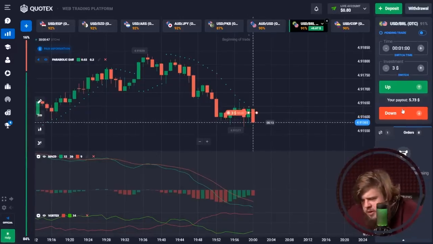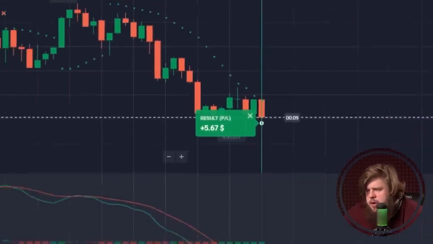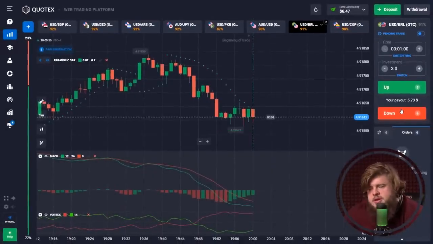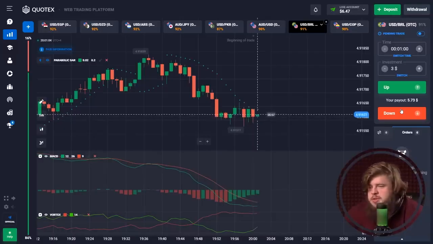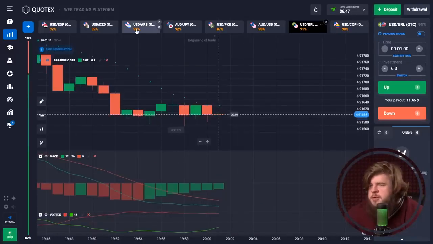Now, how does the Vortex indicator work? You have, like in the MACD indicator, two lines, a green one and a red one. If the green line is below the red one, we go down. If the green line is above the red one, we go up. Everything is simple. All in all, it's important to compare MACD to Vortex. Sometimes they can give different results. Fine, we have our first profitable trade.